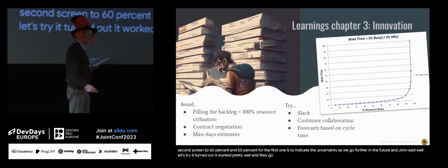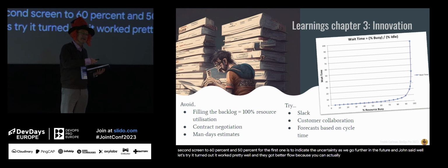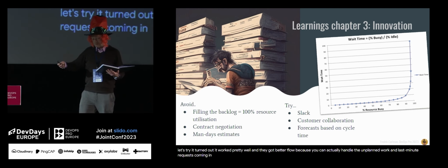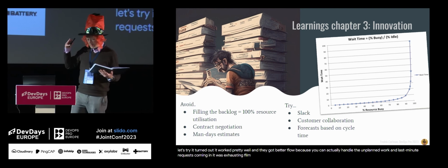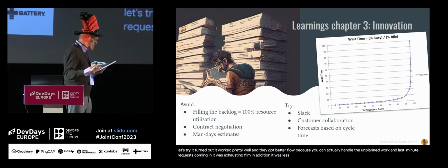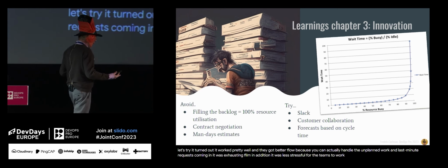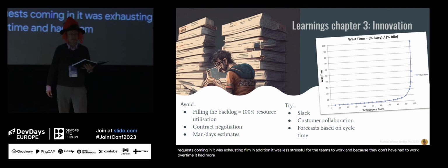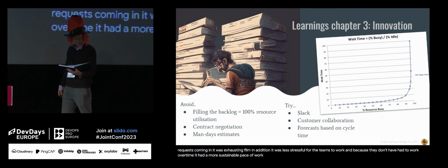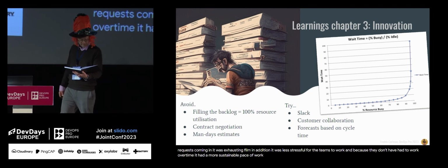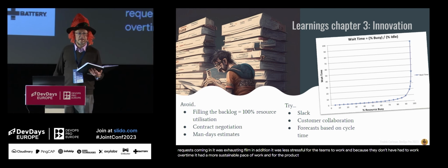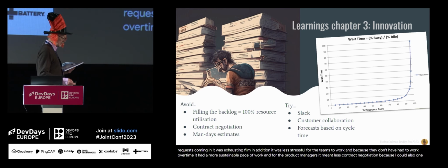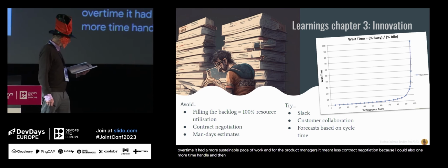They got better flow because they could actually handle the unplanned work and last-minute requests coming in, because the glass was not full. In addition, it was less stressful for the teams to work because they didn't have to work overtime. They had a more sustainable pace of work. And for the product managers, it meant less contract negotiation because they could also, one more time, handle unplanned work.